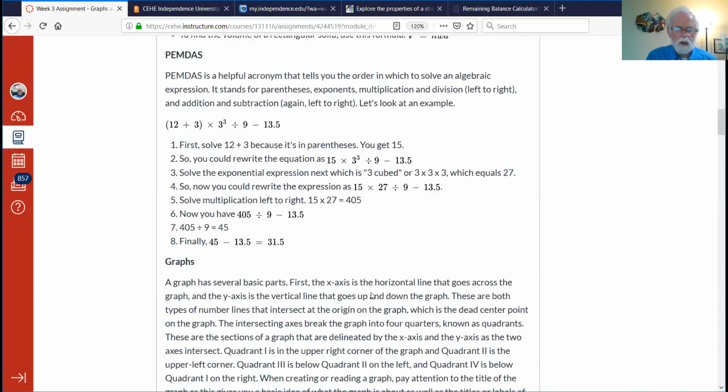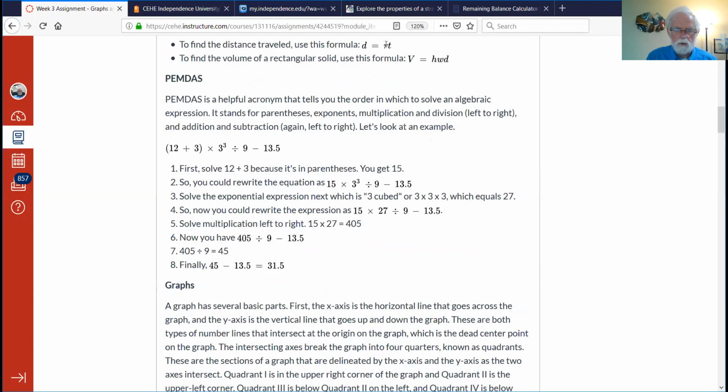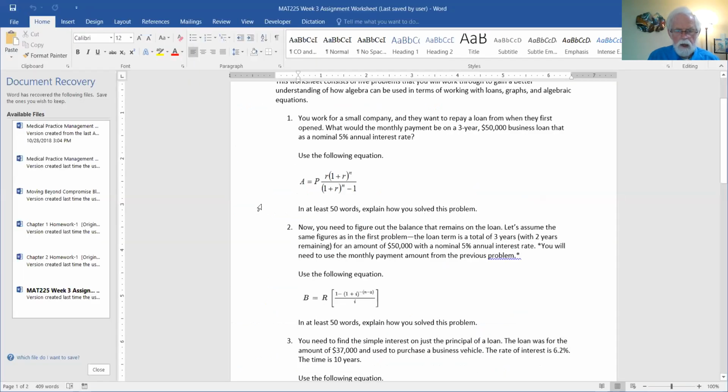So let's take a look now at the actual worksheet which you download. Here we see a version of that first formula we discussed, the monthly payment. A here means the payment. They've changed some of the formula, but this is basically the same thing we had before. P is the principal, in this case a $50,000 loan.